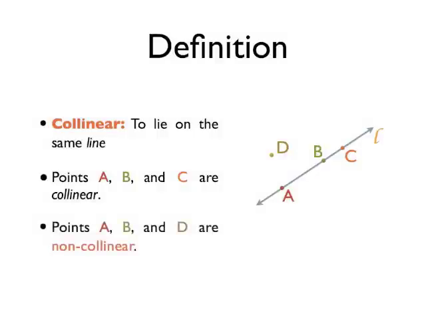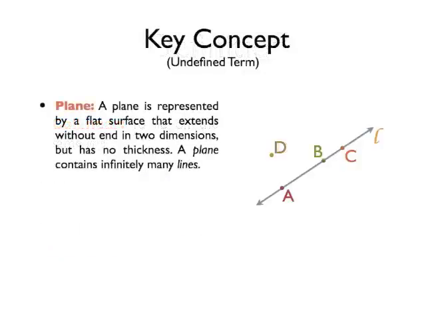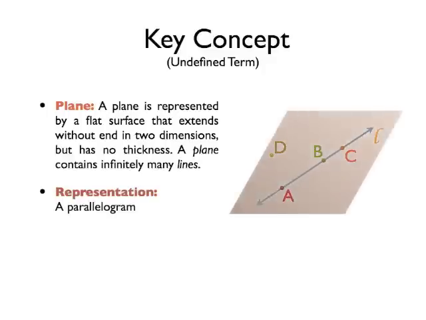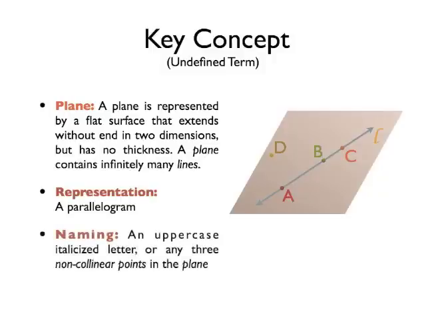Let's go back to our undefined terms. Our final undefined term is a plane. A plane is represented by a flat surface that extends in 2 dimensions without end. A plane contains an infinite number of lines. Lines contain an infinite number of points. Planes contain an infinite number of lines. We represent a plane using a parallelogram, and we name a plane using one of 2 methods.